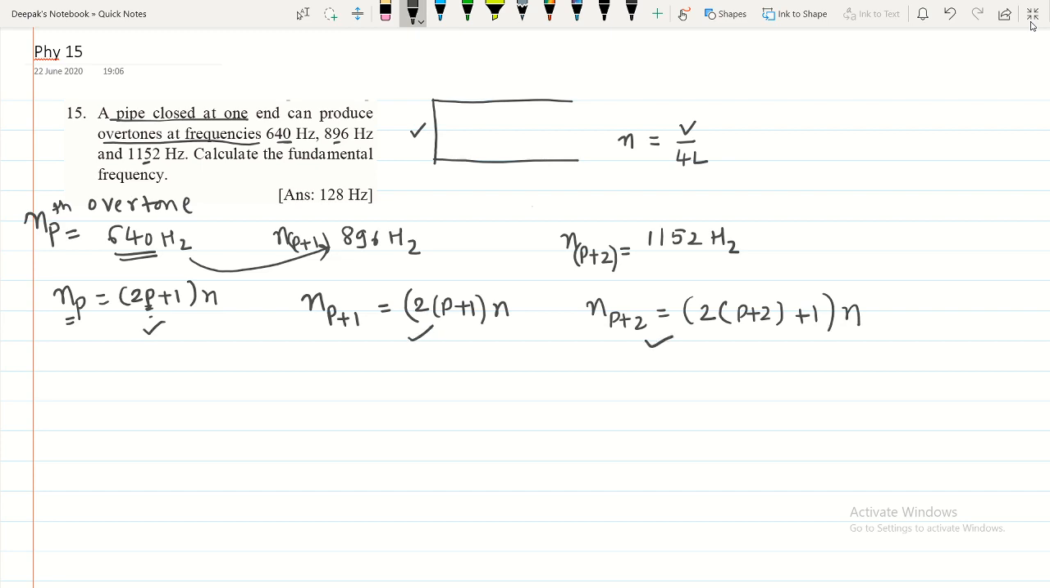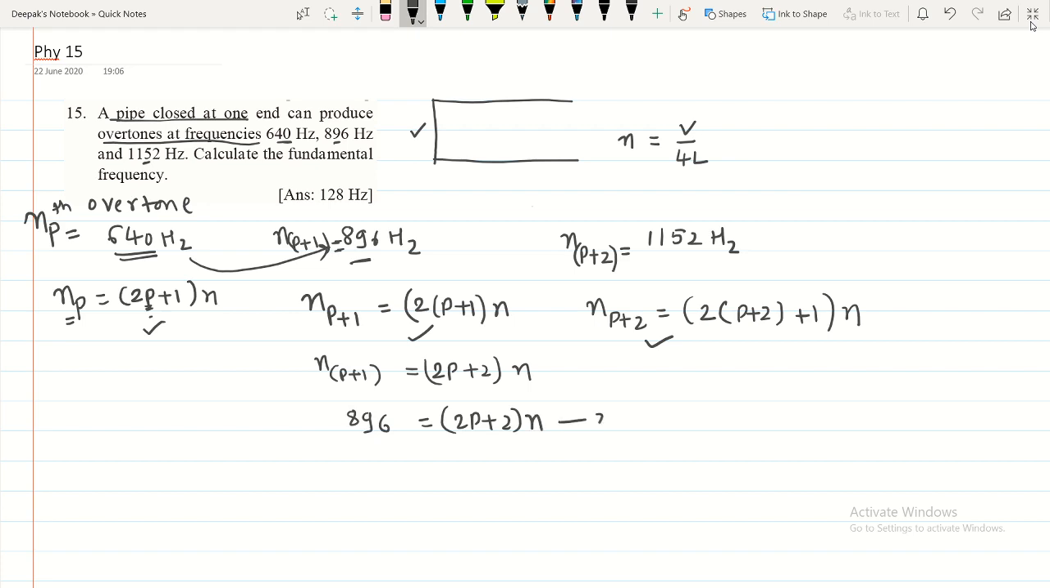You can take the first one, the second one, or the third one, right? You can take any pair. I'm going to take this np, which is already there, so this np plus 1 will be equal to twice p plus 2 into n, after multiplying p inside. But np plus 1 is equal to what? Np plus 1 is equal to 896. So 896 hertz will be equal to twice p plus 2 into n.